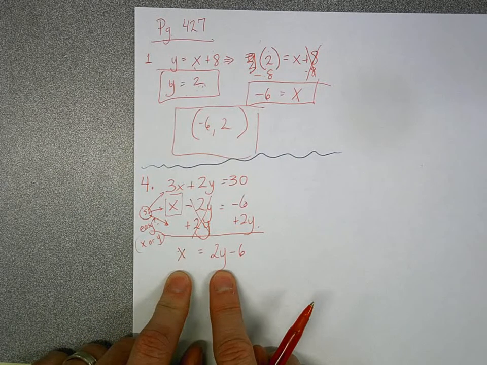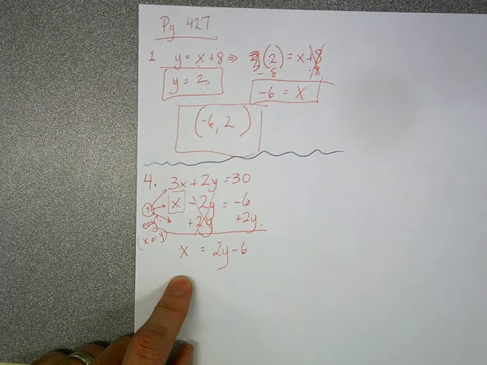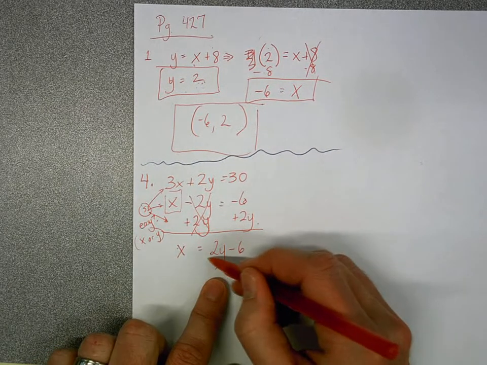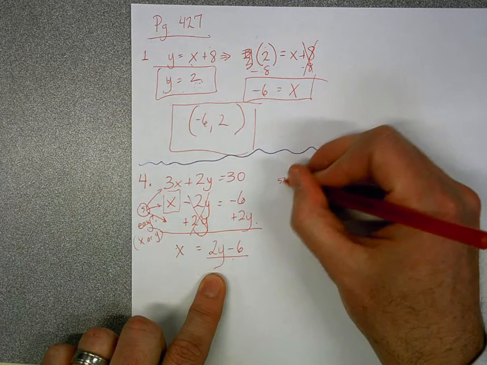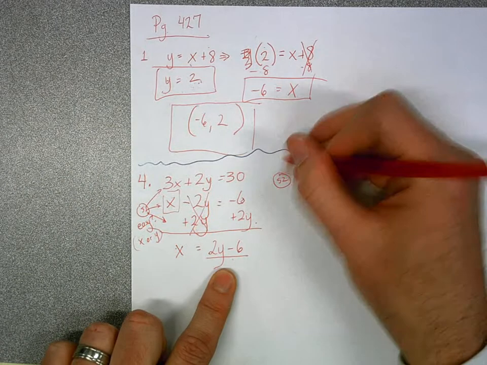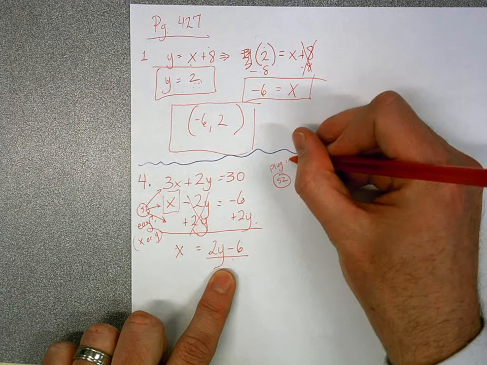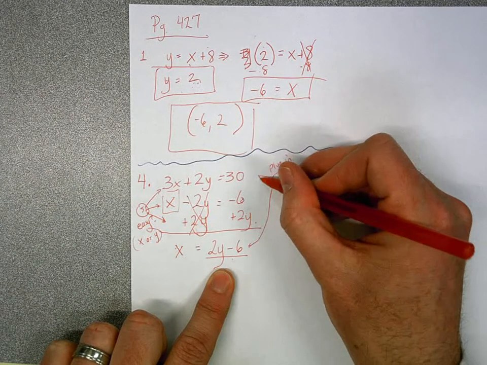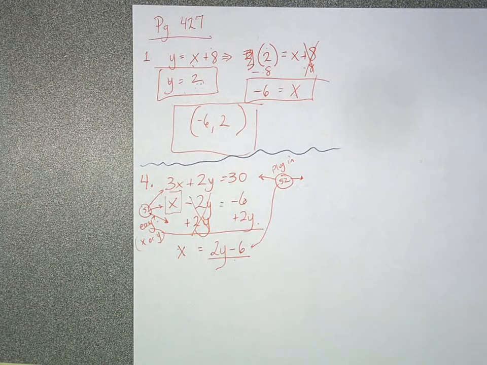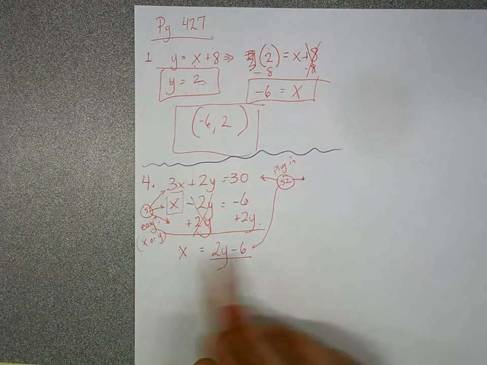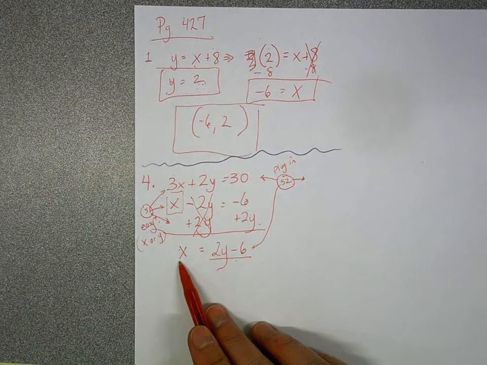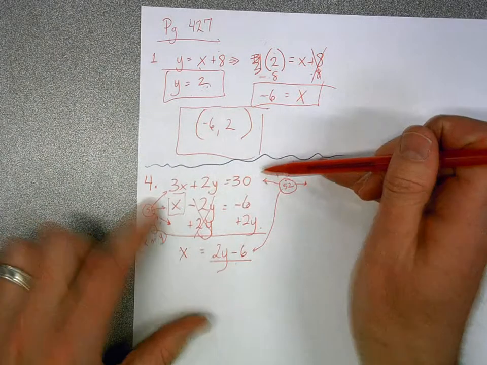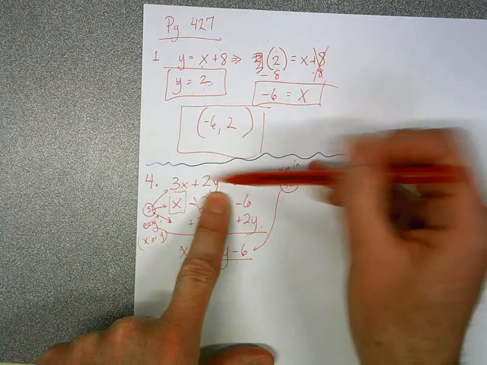So now I have what x is actually equal to in relation to y. Okay. So here's what I'm going to do now. I'm going to take this here and I'm going to plug this in to one of these equations over here. I'm going to plug 2y minus 6 in for x. So if I take a look here, I can plug it in here, or I can plug it in here.